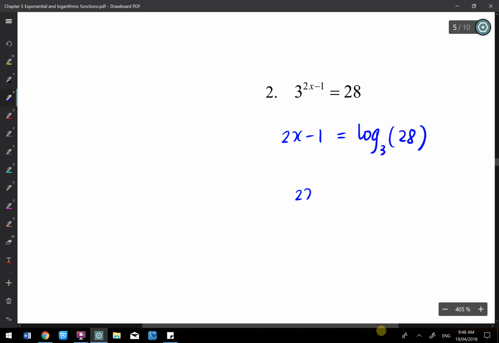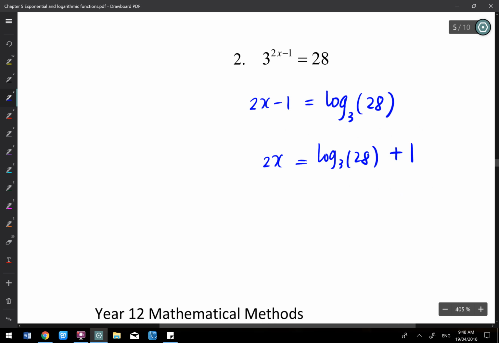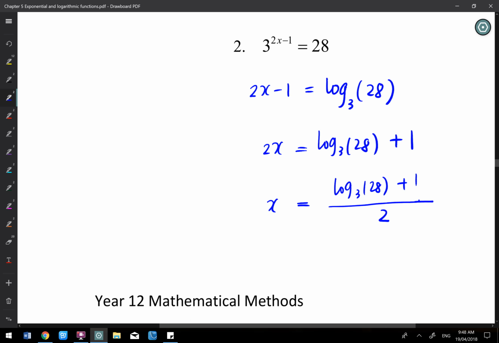So we have 2x equals log base 3 of 28 plus 1. So x will be log base 3 of 28 plus 1, over 2. That's the exact value. You just leave your answer as the exact value.